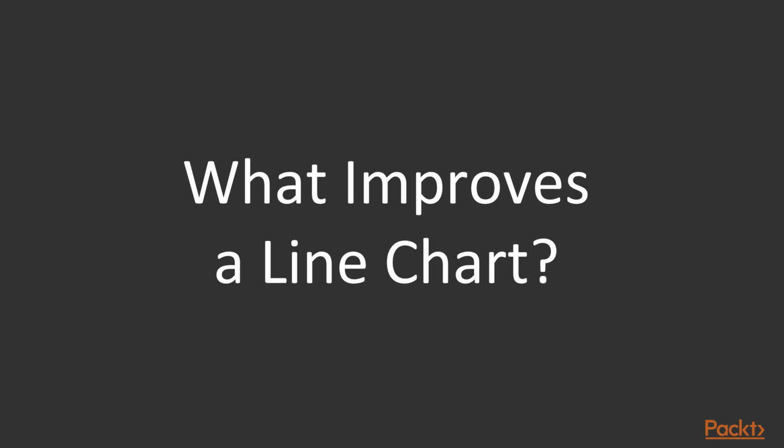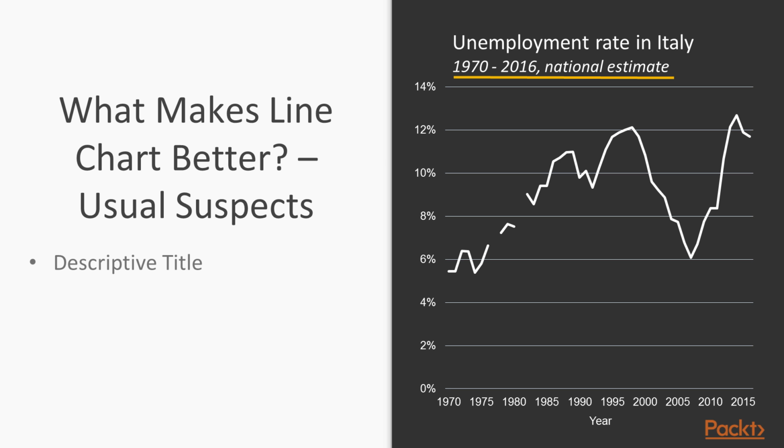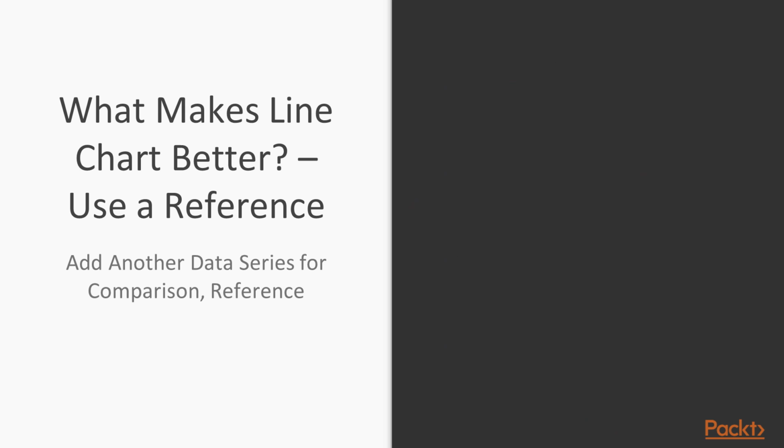And now let's discuss what makes line chart better. First, of course, things covered in previous section will work great in line chart as well. Make a good title, use appropriate formatting of our axis labels, and also make axis readable. All these things will always improve your line chart. Also, line chart will work better when you add a reference, something to compare with.